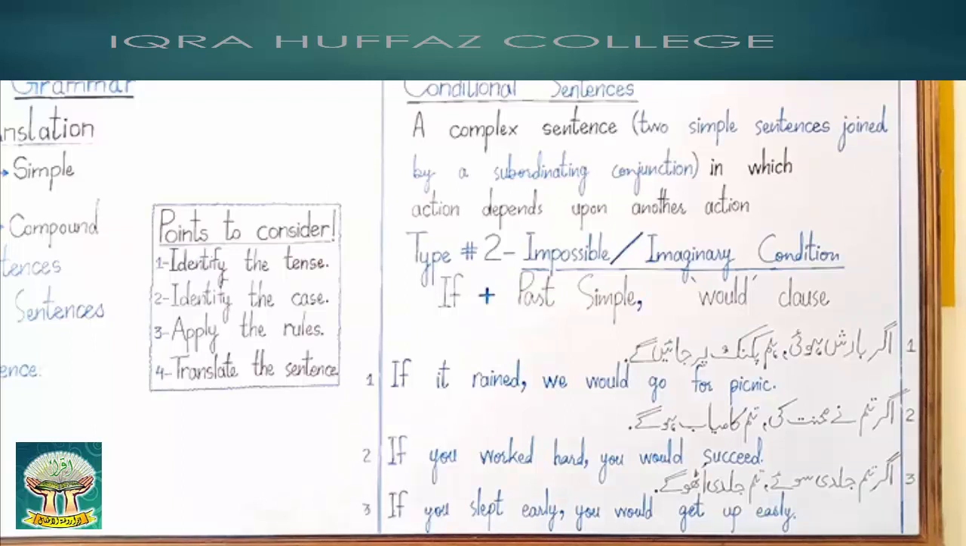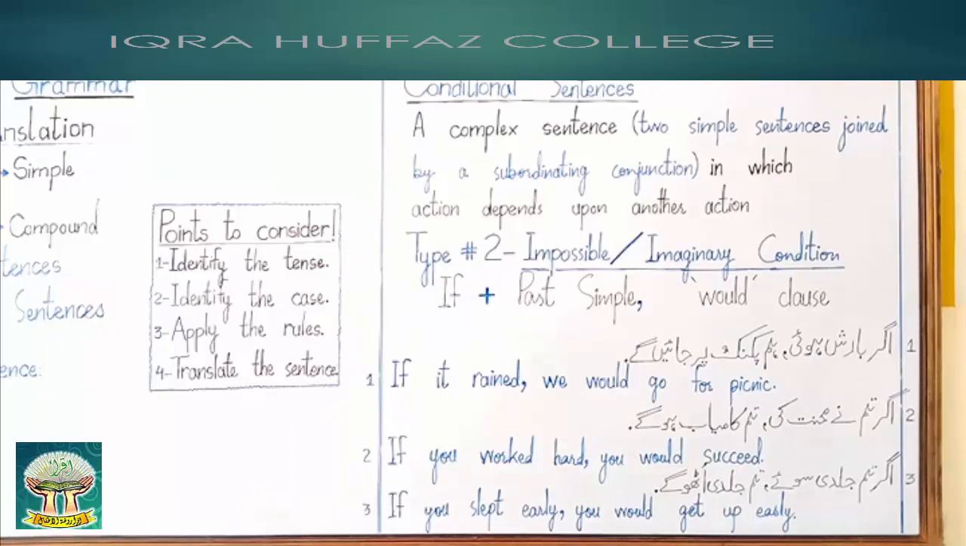Sentence number 2, अगर तुमने मेहनत की तुम कामयाब होगे. If you worked hard, if plus past simple, and then would clause, you would succeed, would plus first form. Sentence number 3, अगर तुम जल्दी सोए तुम जल्दी उठोगे. If you slept early, you would get up early.